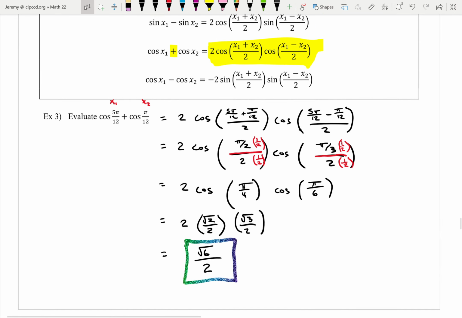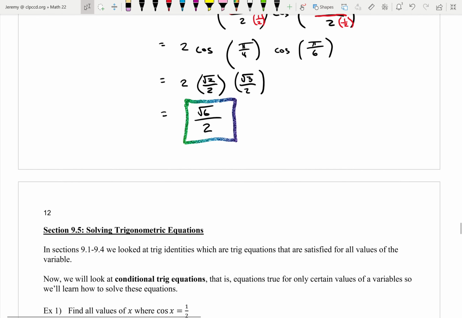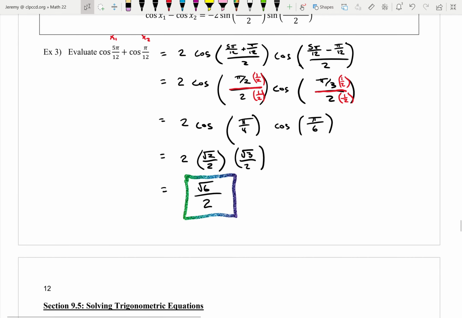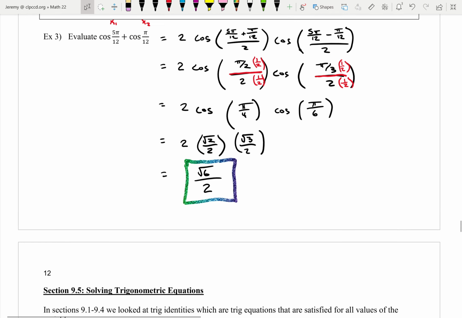Okay, so that's it. Not a particularly long section here, just a few more identities that we can work with. And moving into 9.5, shifting gears a little bit, solving trigonometric equations. This is a really cool section. I'm looking forward to this one. So I will see you in the next video.